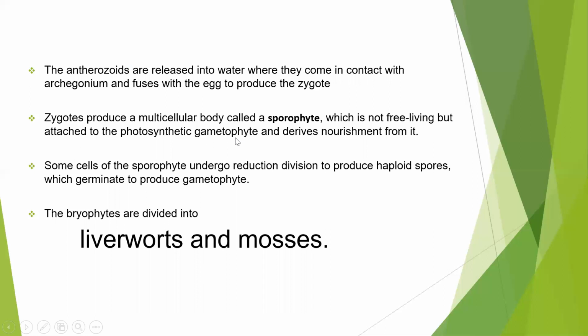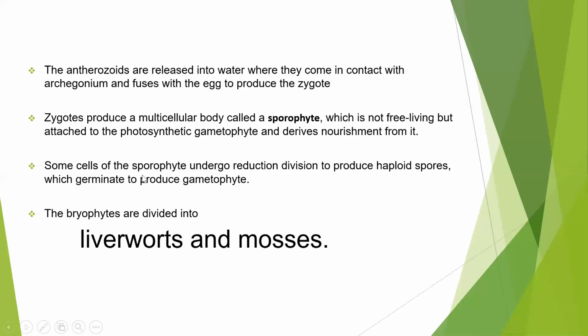The gametophyte is independent, it is dominant, and it undergoes photosynthesis. Sporophyte does not undergo photosynthesis. Sporophyte being diploid, it is dependent on the haploid gametophyte. So over here in bryophyte, the gametophytic plant body is dominant and sporophyte is dependent on gametophyte.